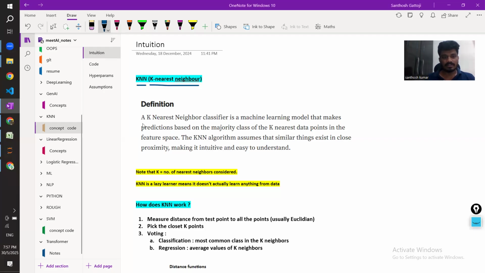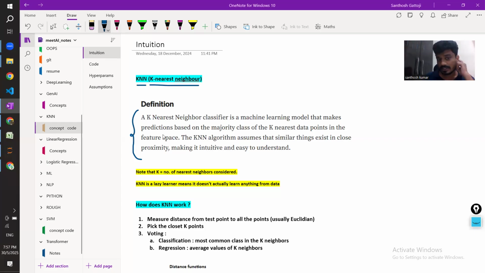By definition, a K nearest classifier is a machine learning model that makes predictions based on the majority class of the K nearest data points in the feature space. The KNN algorithm assumes that similar things exist in close proximity, making it intuitive and easy to understand. Ultimately, this is also a classification model, so we are using it for predictions only.